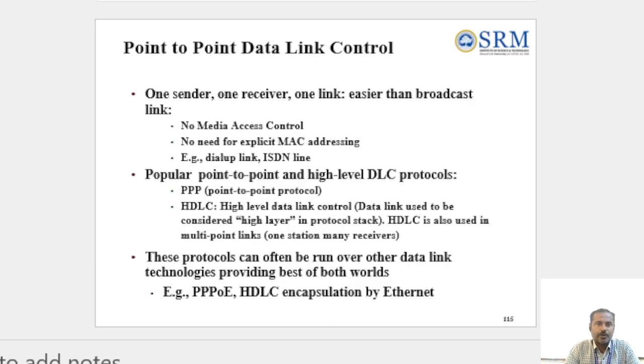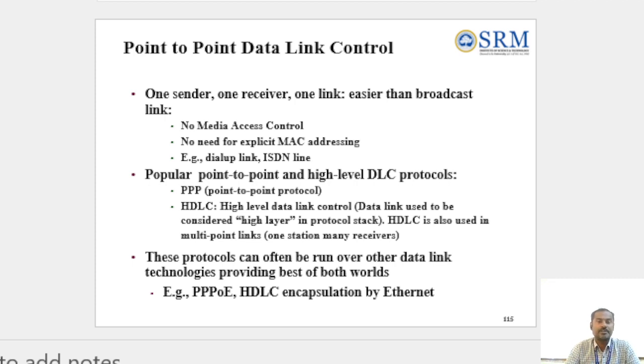And this point-to-point data link control will have one sender, one receiver, one link. It is easier than the broadcast links. So one-to-one, which will have one sender, one receiver, and a link. So no media access control is required here. No need for explicit MAC addressing. For example, dial-up link, ISDN link. So no need of media access control here.